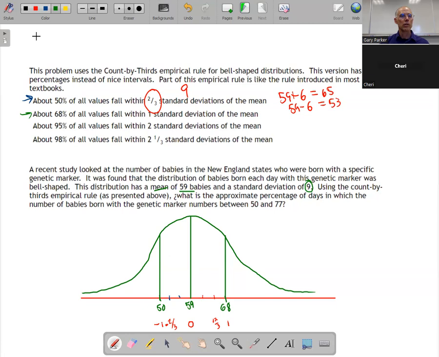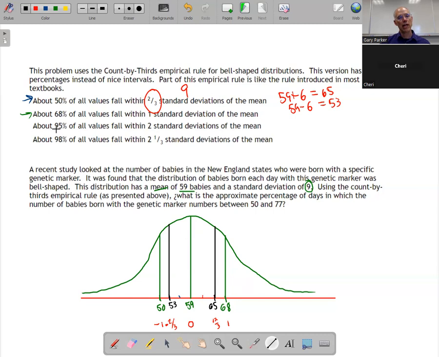So let's go back to blue. So this mark right here is about 2/3 of a standard deviation to the left, let's see, we're counting babies here. So that would be 53 babies. And over here, 2/3 to the right, the 59 plus 6 or 65. And what do I know? Well, between 53 and 65 is 50% of the population.